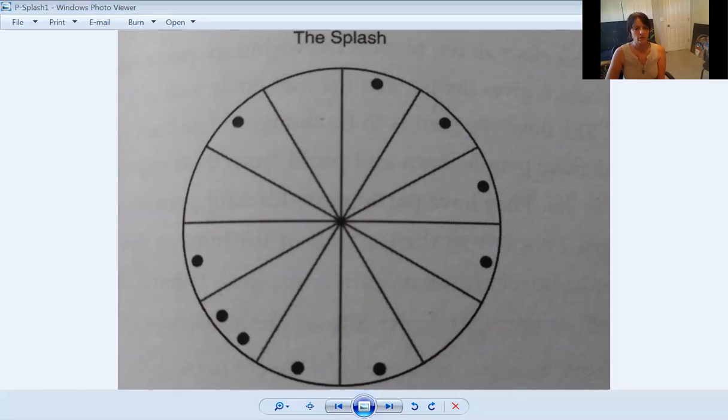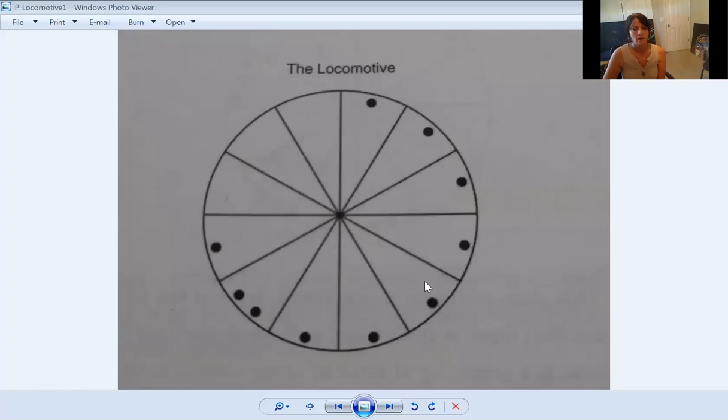All right, so let's look at some of these a little more. We'll go over these in way more detail, but I want to give you something else to think about with these. Oh, I didn't show the locomotive. Got one more. The locomotive. All right, the locomotive. Look at this one.